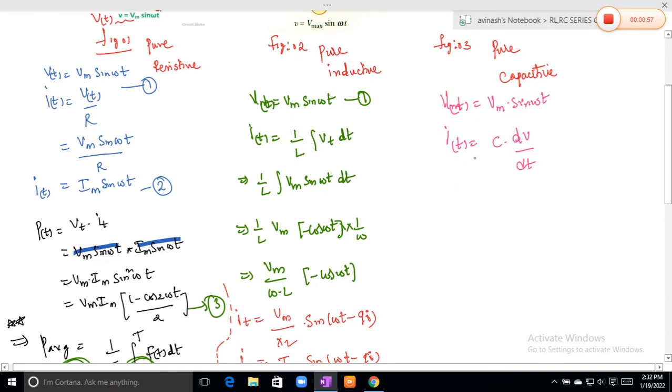C times dV by dt means what is V? Let us take this as equation number 1, and this will be equation number 2. Now substitute that V of t in equation 2. Then I of t is equal to C into d by dt of V of t, which is Vm sine of omega t.